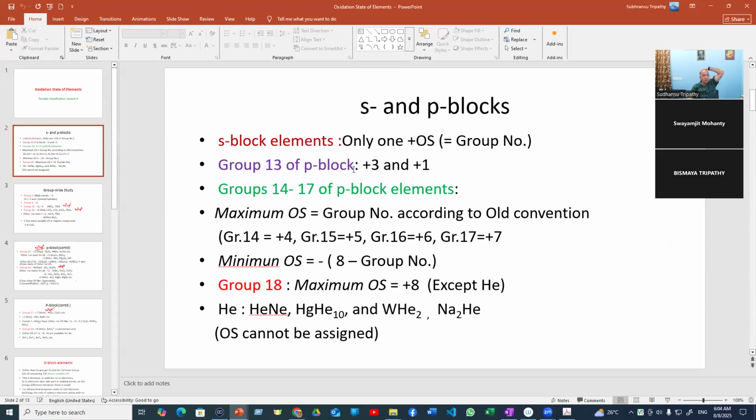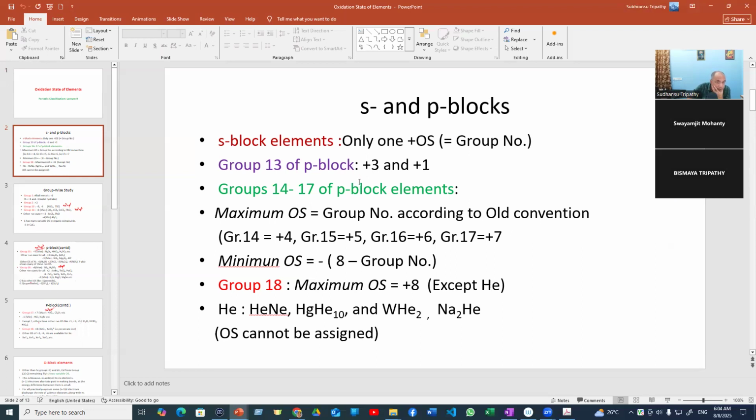Now S block, you have to write at home. Whatever we'll discuss, you have to write point by point, line by line from this file that I will send you. S block, there is no variable oxidation state. Group 1 plus 1, group 2 plus 2. Only one oxidation state, no variable valency.